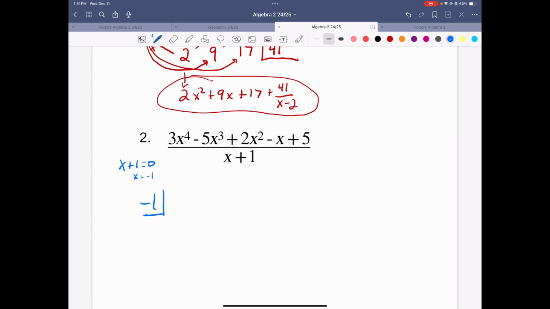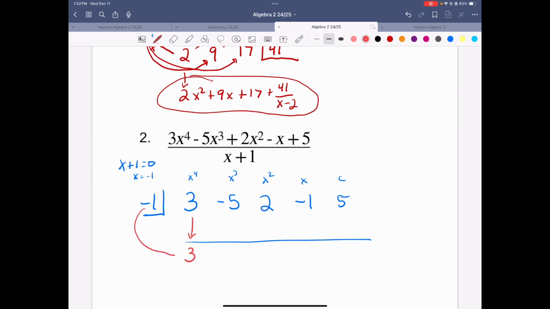Okay, now I'm just going to look at all my numbers. I've got 3. I've got negative 5. That's the x cubed. I've got 2. I've got negative 1. And I've got 5. So I started with x to the 4th. I've got all of them, and my constant at the end. So I didn't skip any, so I'm good. Draw my line. Drop the 3 down. Now we're going to multiply here and here.